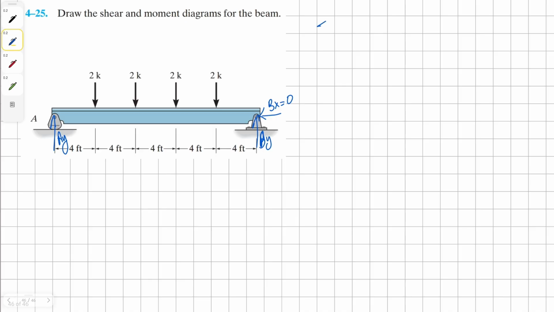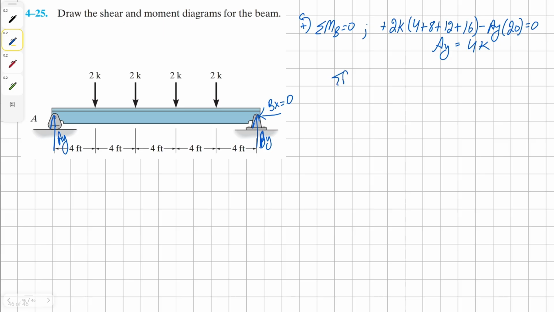To find a solution for AY, we have to take moment about the point B. We're going to have counterclockwise 2k, and it's 4 feet away. Then the other one is 8 feet. The other one after it is 12, and the one after is 16. And finally, we have clockwise AY, and it's 20 feet away, all equals to 0. Solving for AY, we get our solution as 4k.